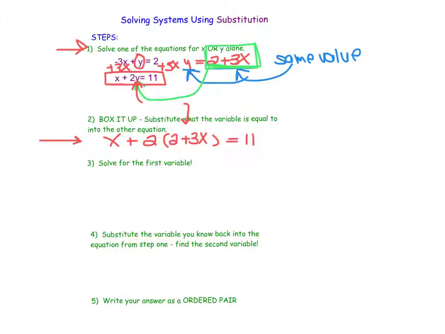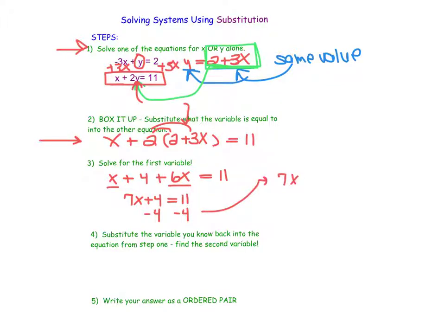And the first thing I notice is that it contains parentheses. So I'm going to start by distributing the 2 to the numbers inside. So I have x plus 4 plus 6x is equal to 11. I then notice that I have like terms on the same side of the equation. So I have 7x plus 4 is equal to 11. I then want to get the x alone, so I subtract 4 from each side, and I end up with 7x is equal to 7. Divide both sides by 7, and I find that x is equal to 1.